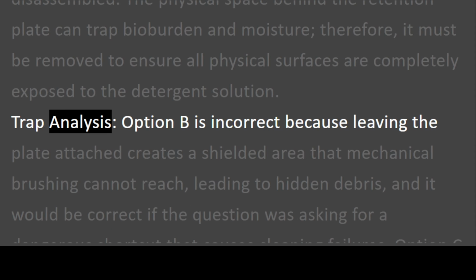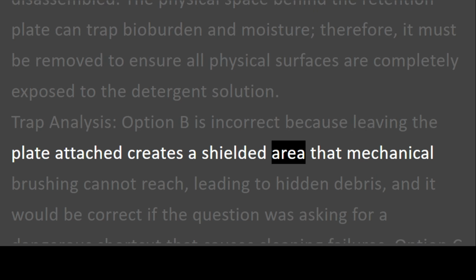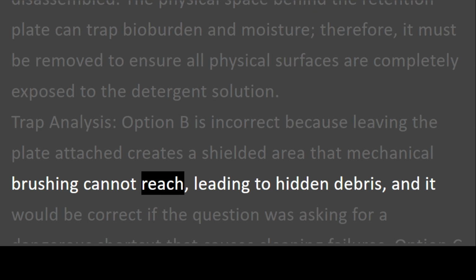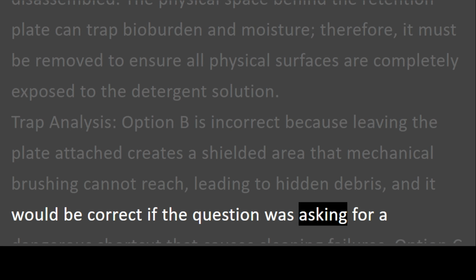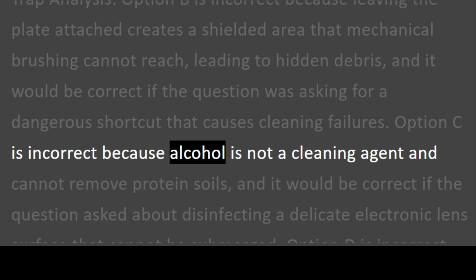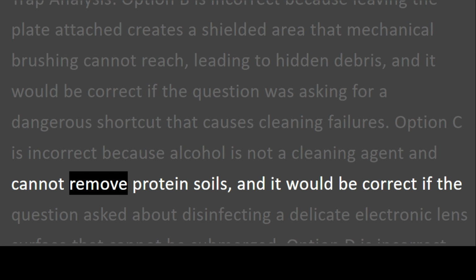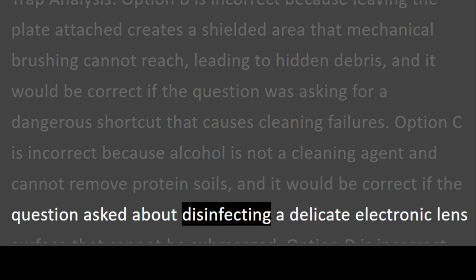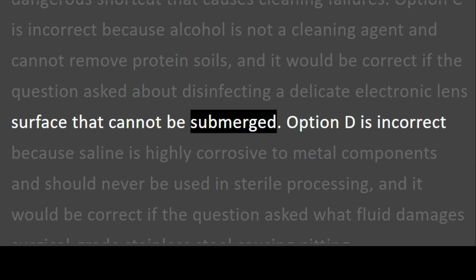Trap analysis: option B is incorrect because leaving the plate attached creates a shielded area that mechanical brushing cannot reach, leading to hidden debris, and it would be correct if the question was asking for a dangerous shortcut that causes cleaning failures. Option C is incorrect because alcohol is not a cleaning agent and cannot remove protein soils, and it would be correct if the question asked about disinfecting a delicate electronic lens surface that cannot be submerged.